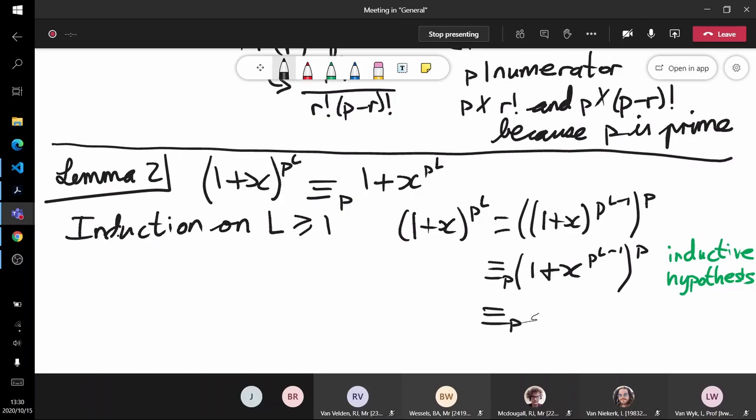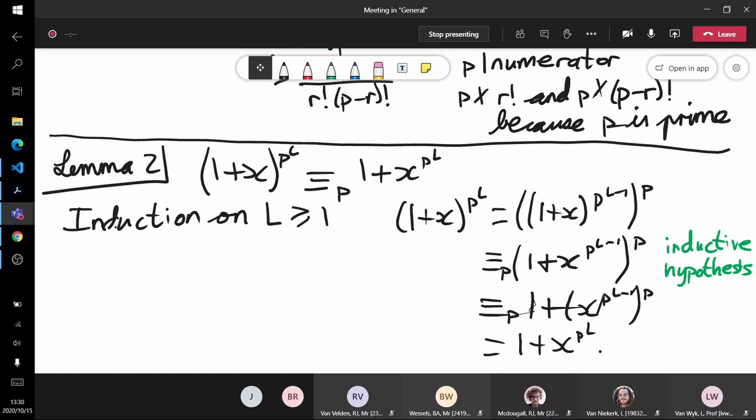to show that this is equal to 1 plus x^(p^(L-1)), that to the power of p, which is what we want: (1 + x)^(p^L). Cool.